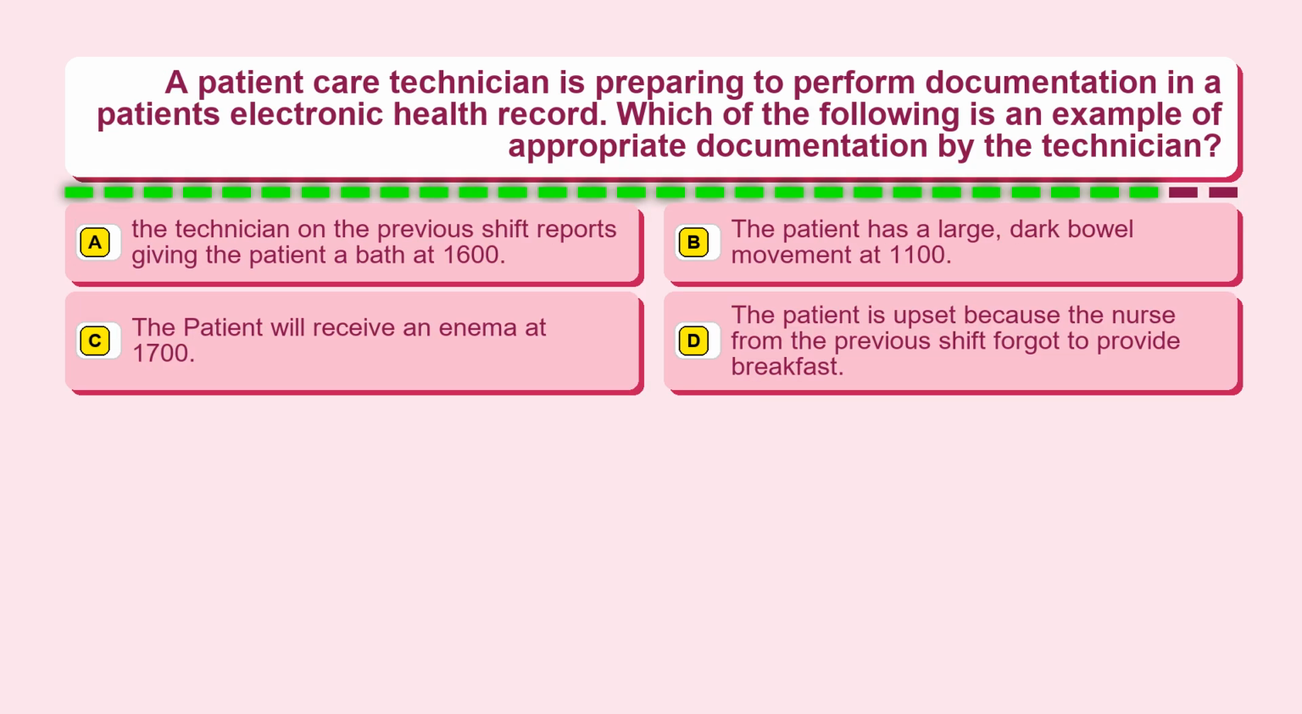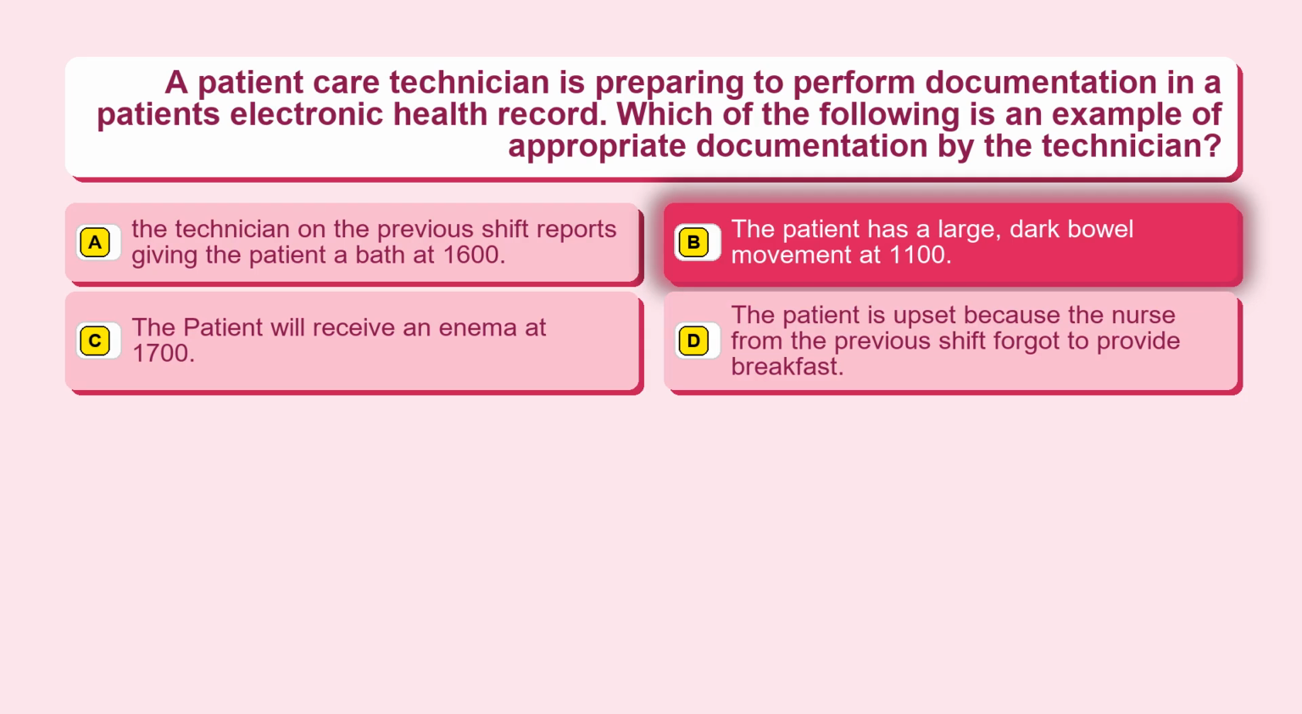Question 45. A patient care technician is preparing to perform documentation in a patient's electronic health record. Which of the following is an example of appropriate documentation by the technician? Option A. The technician on the previous shift reports giving the patient a bath at 1600. Option B. The patient has a large, dark bowel movement at 1100. Option C. The patient will receive an enema at 1700. Option D. The patient is upset because the nurse from the previous shift forgot to provide breakfast.